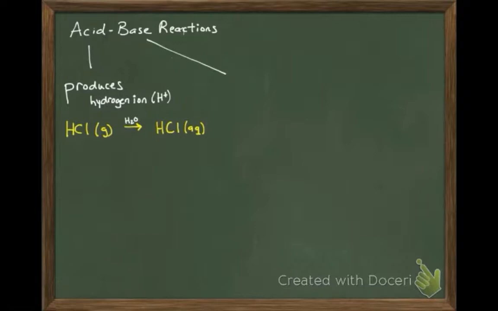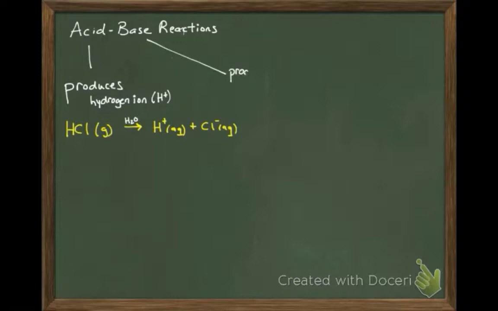But the HCl does not stay intact. It's a strong acid, and so the hydrogen and the chlorine separate. The electrons in that bond go with the chlorine to produce chloride, and the hydrogen gives up the electrons to become hydrogen ion. And we represent that like this: H plus and Cl minus, both aqueous. So HCl dissolves in water. It ionizes to produce H plus and Cl minus.